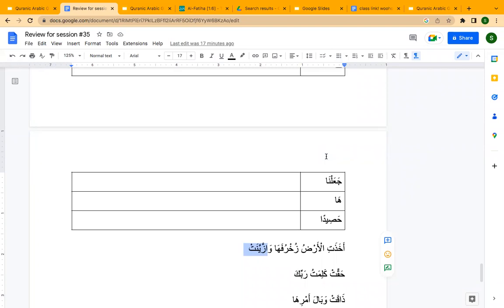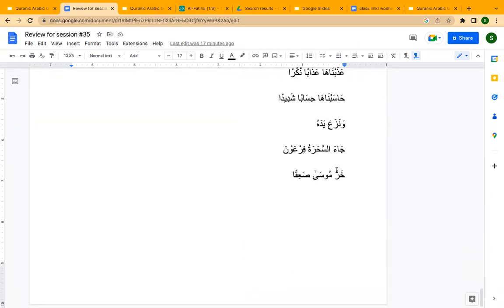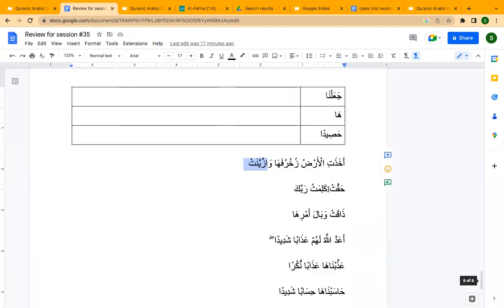So inshallah, I will send you this handout. You are going to attempt it the way we have attempted in class. And inshallah, I will be making the tables for all of these verses as well. And please kindly submit it. And within 24 hours to 36 hours, you will get your answer key.